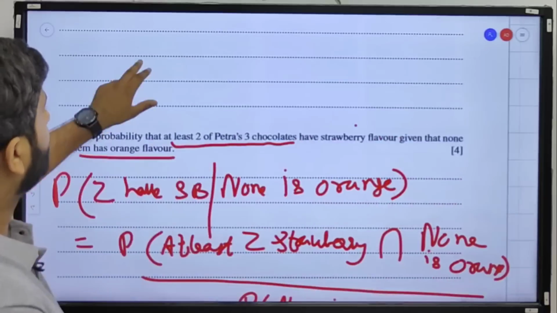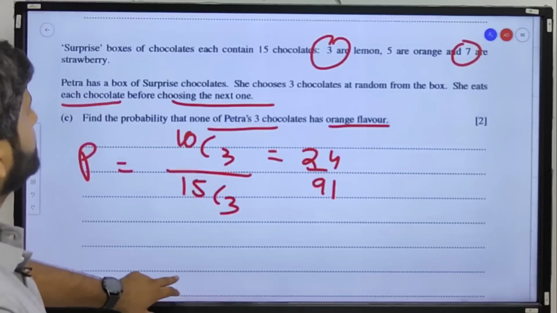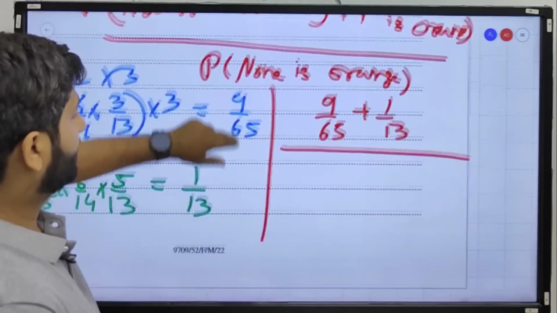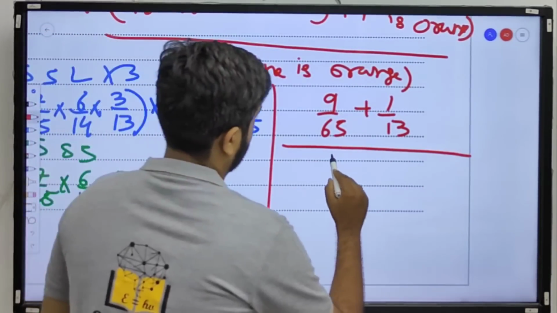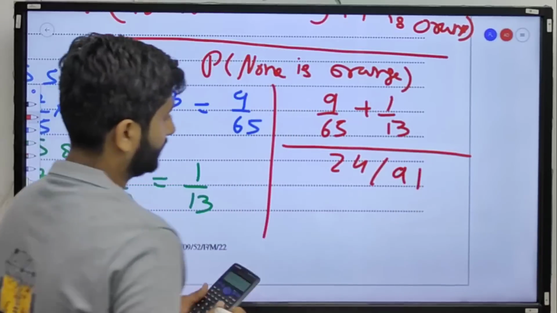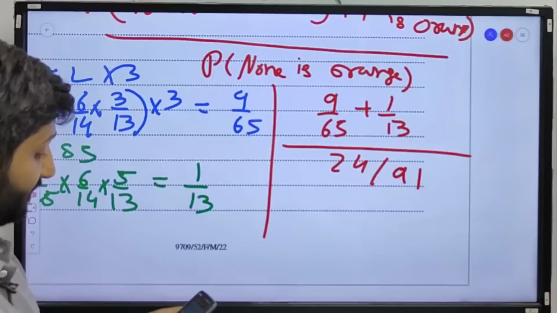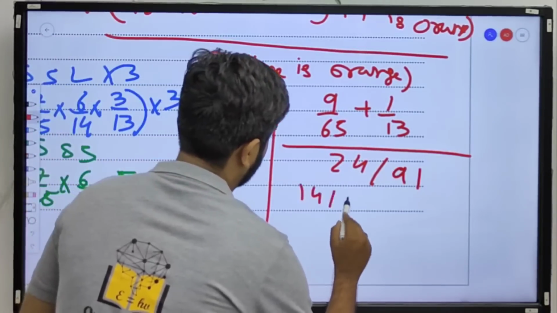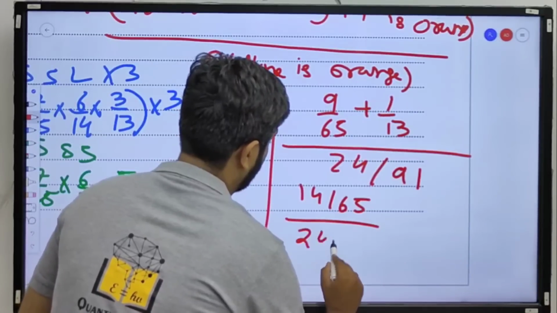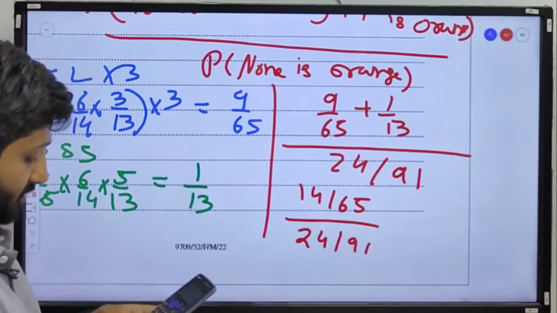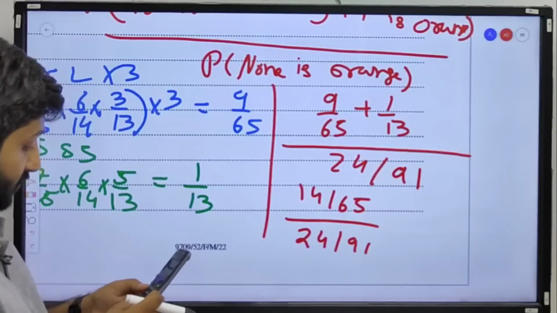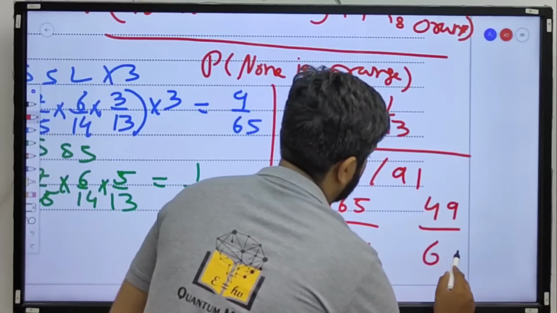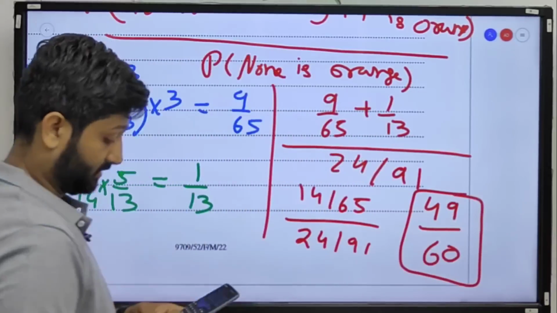I think we have already found that. None of them being orange is 24 by 91. So divided by 24 by 91. So 9 by 65 plus 1 by 13 is 14 by 65, upon 24 by 91. So the final answer is 49 upon 60.